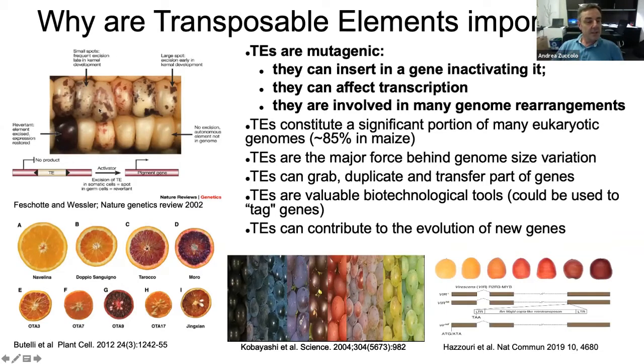In these pictures, you can see some of the most spectacular effects of TEs on plant phenotypes, starting from the iconic spotted kernel of maize to the color of the pulp in oranges. Even the color of the skin in grape berries is due to TEs, and also the color of date is controlled somehow by TEs. Not just that, they constitute a significant portion of many eukaryotic genomes, up to 85% of the maize one. So they are a major force behind the genome size variation.